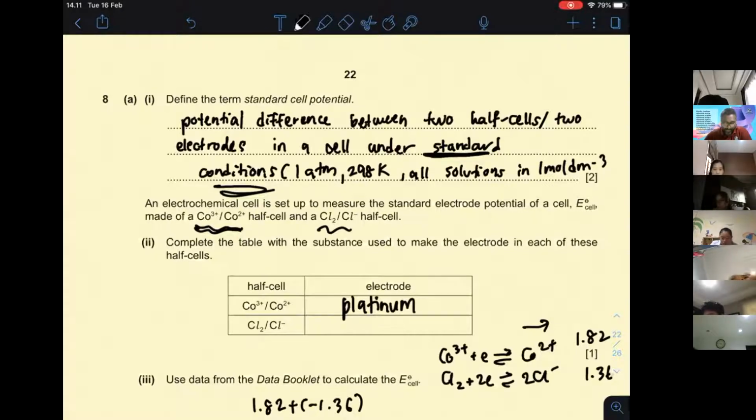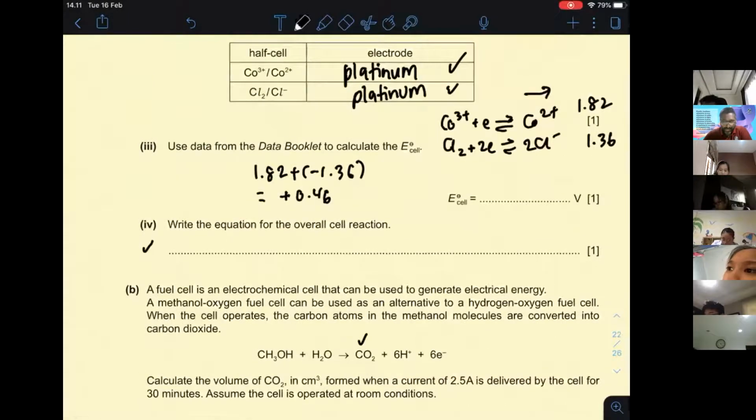And then for the Cl2 and Cl minus, always remember, if we want to measure the E cell related to anything that is involving gas, it must be using platinum, because it is resistant to corrosion. They are also inert, they don't react, so we use them. The only potential downside of this is that it's expensive. That's it. Now use the data in the data booklet to calculate the E cell.